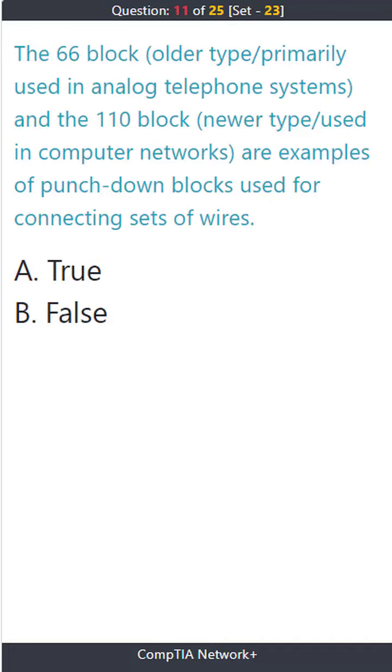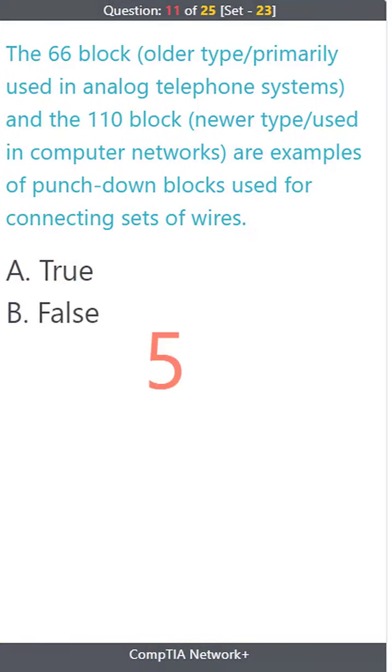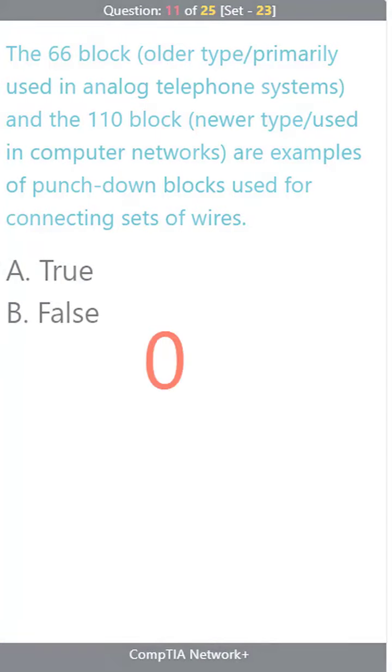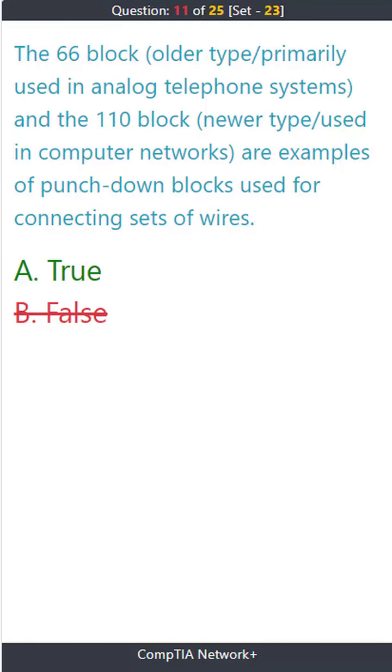Question 11. The 66-block, older type primarily used in analog telephone systems, and the 110-block, newer type used in computer networks, are examples of punch-down blocks used for connecting sets of wires. A. True. B. False. The correct answer is A. True.